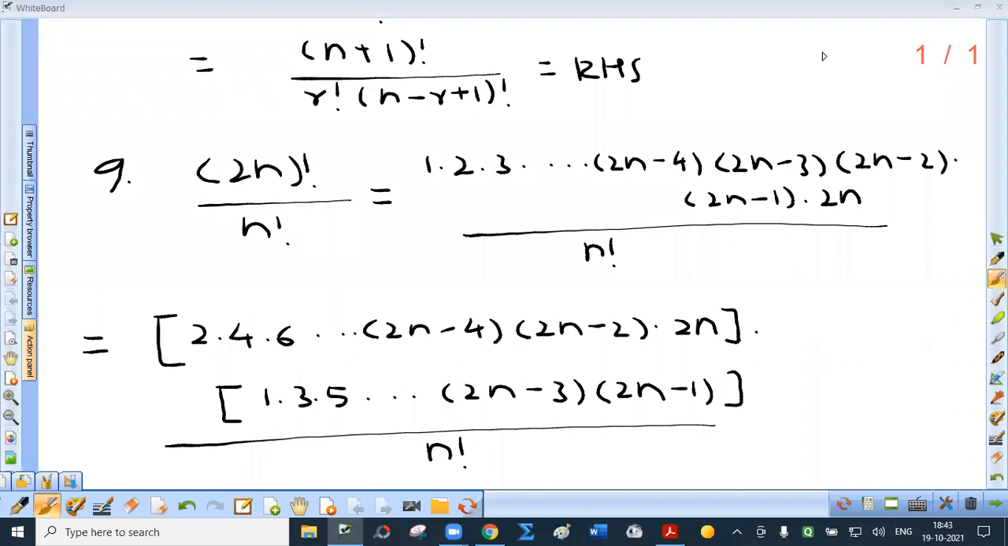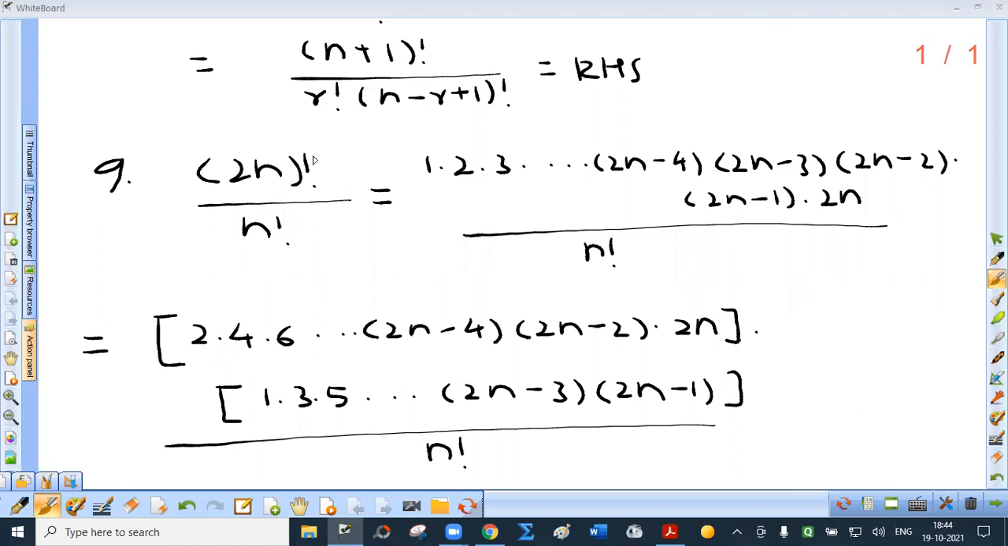9th one. Show that factorial of 2n upon factorial of n equals 2 raised to n into (2n minus 1)(2n minus 3) up to 1. Note that 1, 3, 5 up to 2n minus 1 is the product of odd numbers. The first odd number is 1, then 3, then 5. 2n minus 1 is definitely an odd number. Okay.